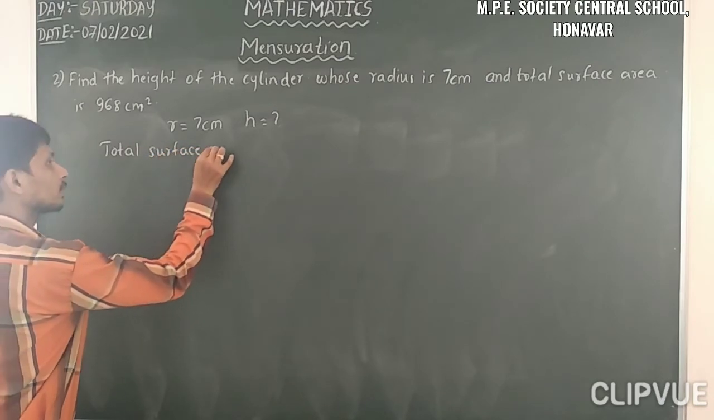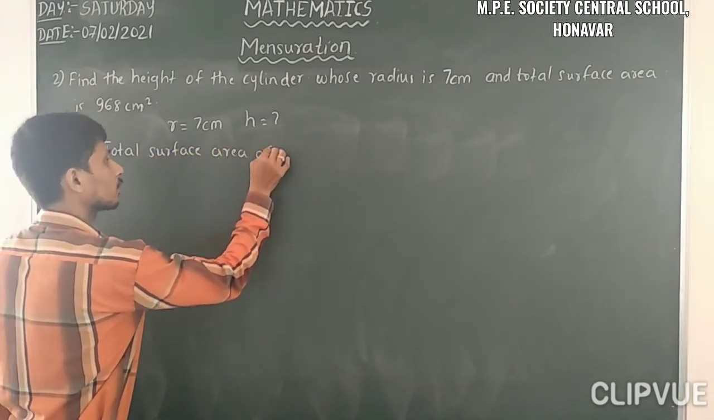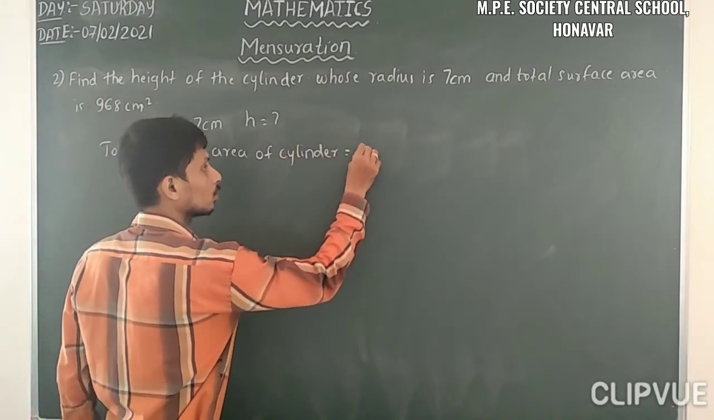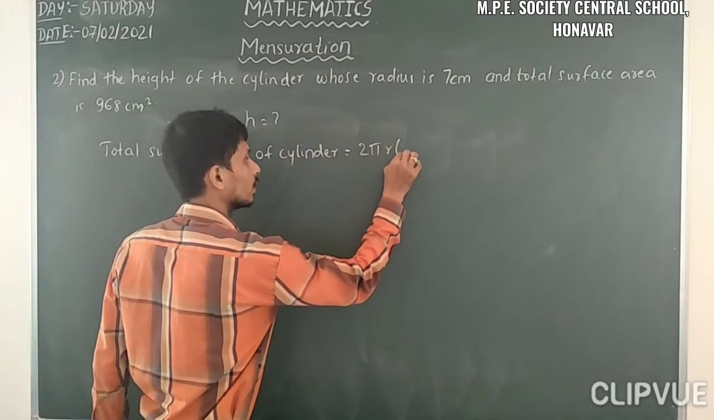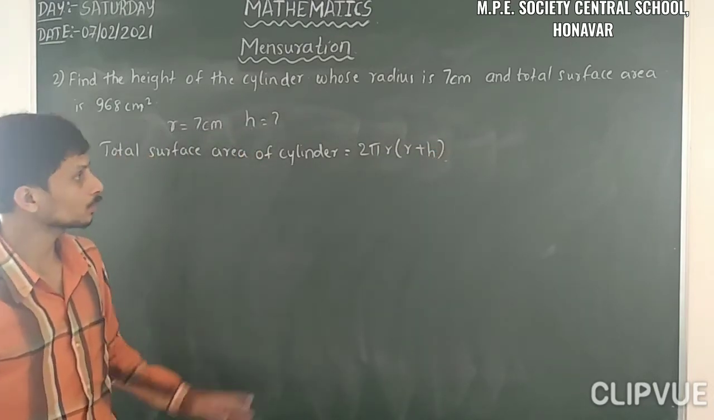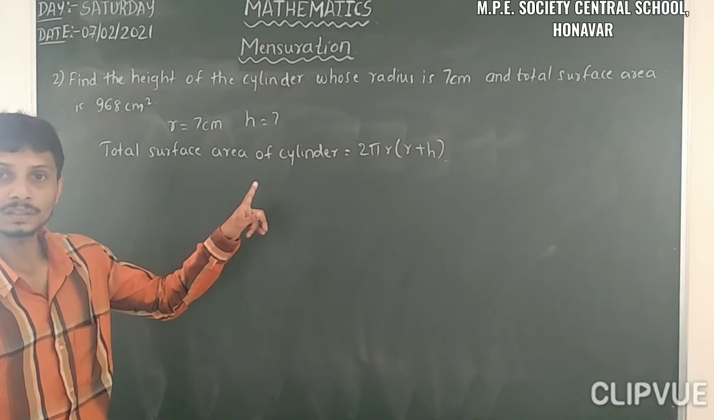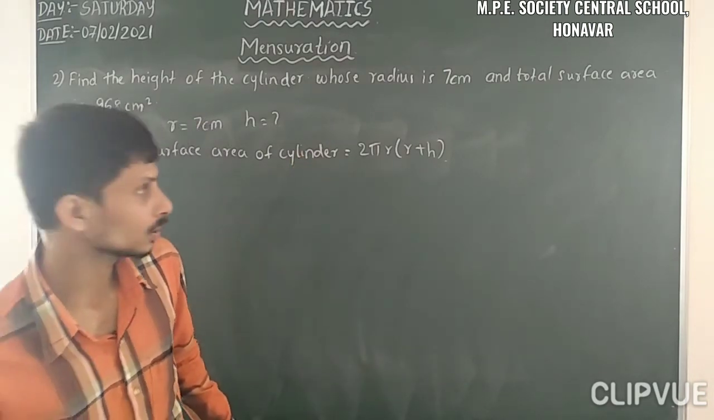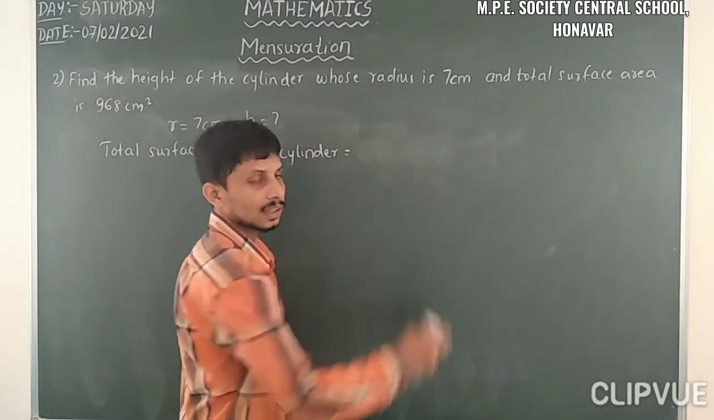The total surface area of a cylinder is equal to 2 pi r into r plus h. Already we know that one. Here, just observe, we have to find out the h. In this case we have to find out the h value, so that's why we have to write this on the LHS side.